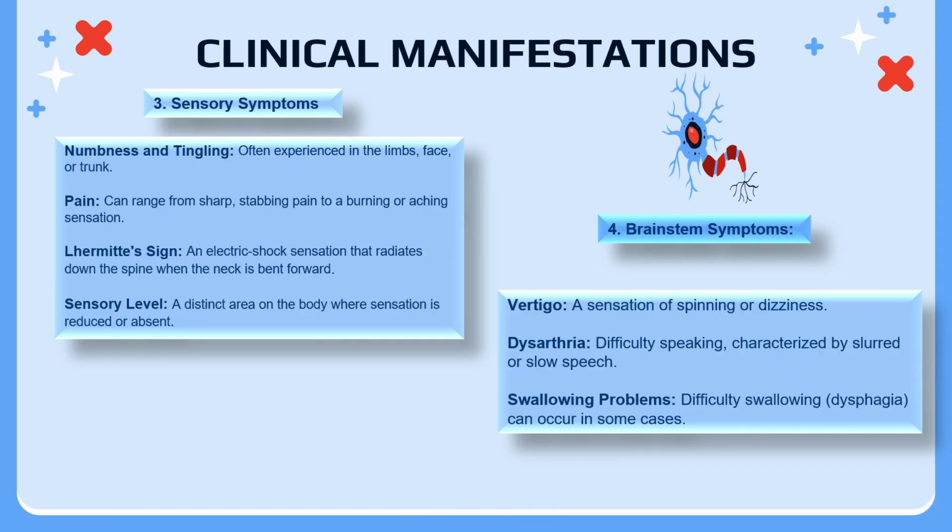Next is sensory symptoms. There is numbness, tingling in the limbs, face, trunk. There is pain and Lhermitte's sign. This is also a very important sign. It is like an electric shock sensation that radiates down the spine. And sensory level, it is a distinct area on the body where sensation is reduced or absent.